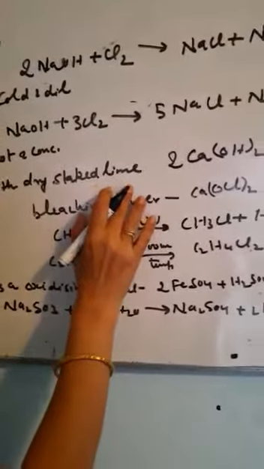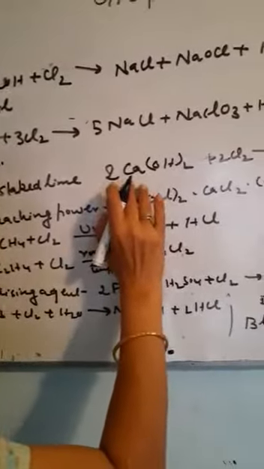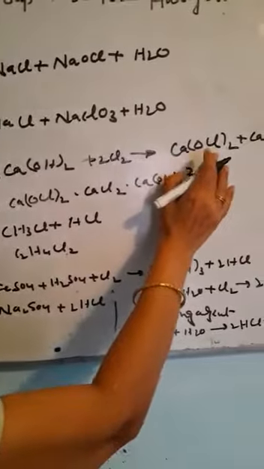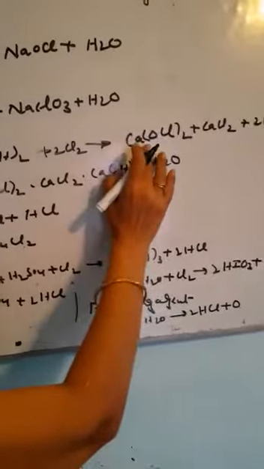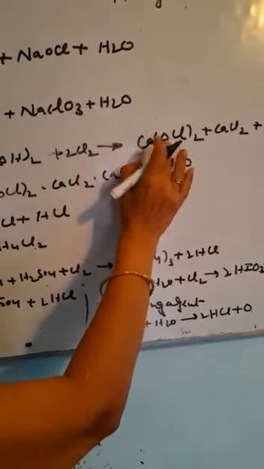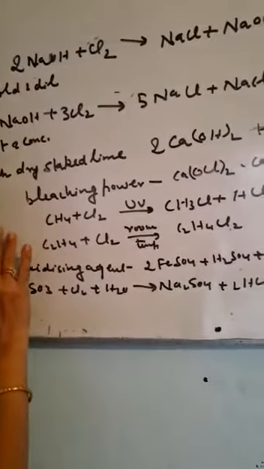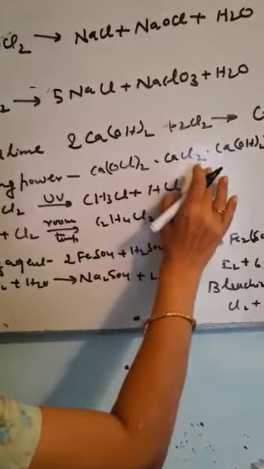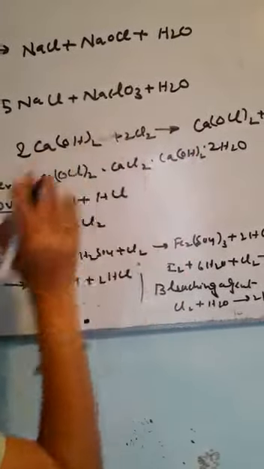If we see the reaction of chlorine with dry slaked lime, which you have already studied in class 10, the reaction of calcium hydroxide with chlorine, it will be CaOCl whole twice plus CaCl2 plus H2O. This compound is known by the name of bleaching powder, but the actual composition of bleaching powder is CaOCl whole twice dot CaCl2 dot Ca(OH) whole twice dot 2H2O.